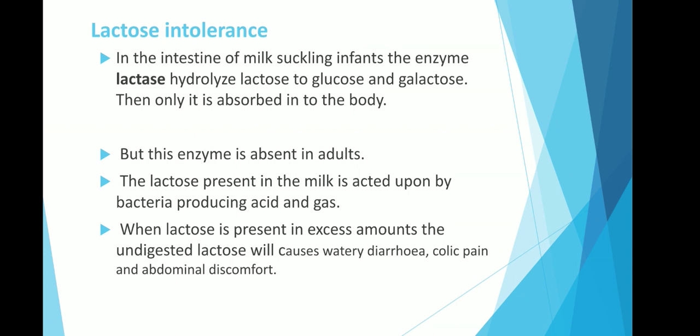So in infants, the lactase enzyme is present. In infants, this lactase enzyme will hydrolyze lactose into glucose and galactose, and that is absorbed into the body. But in the case of adults, this enzyme is absent. So what will happen? This lactose is present in excess amount. It is not digested. So the undigested lactose will cause watery diarrhea, colic pain, and abdominal discomfort. So that condition is known as lactose intolerance.